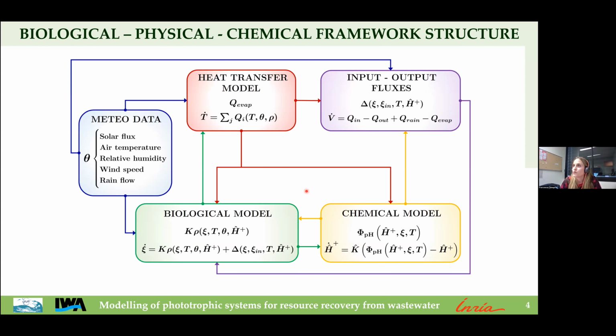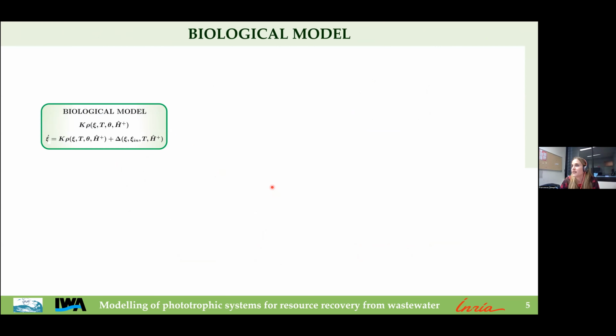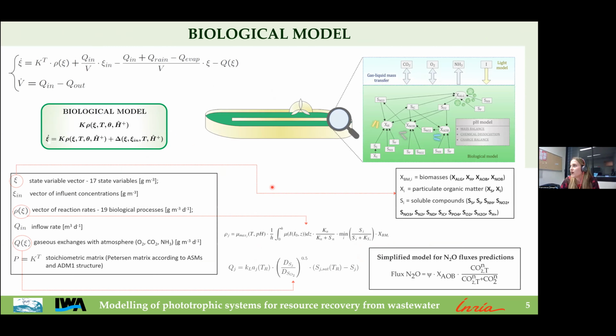So now I'm going to quickly introduce you the modeling framework structure that we developed. There is a biological model, heat transfer model, and a chemical model interconnected among them, and also a module for the meteorological data and the input-output fluxes.